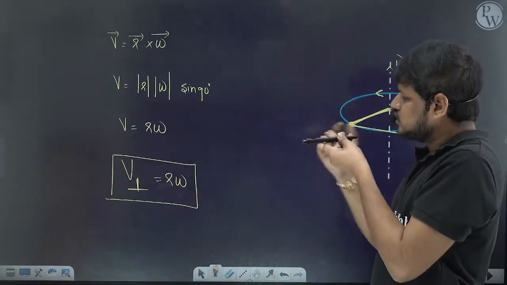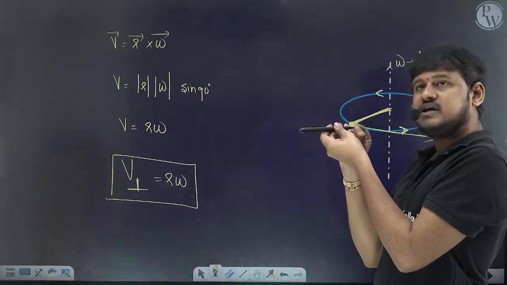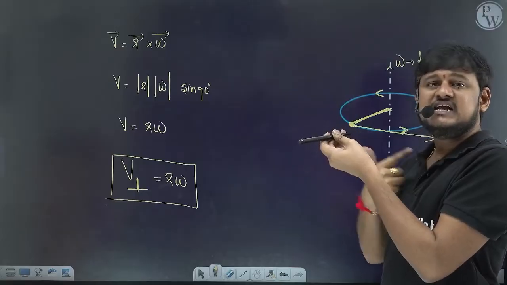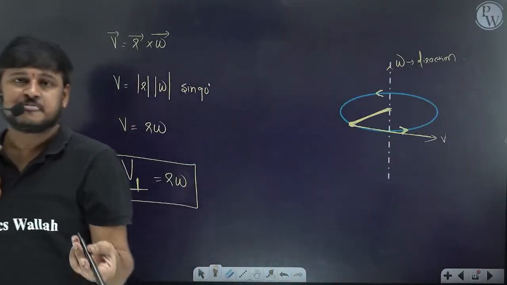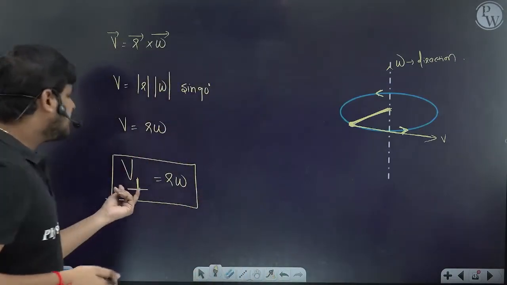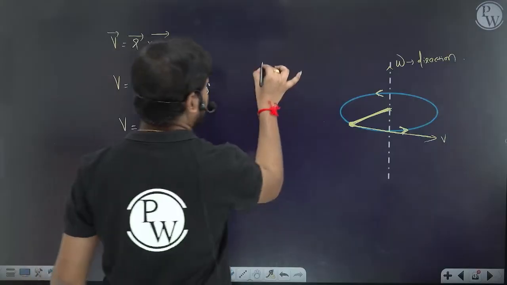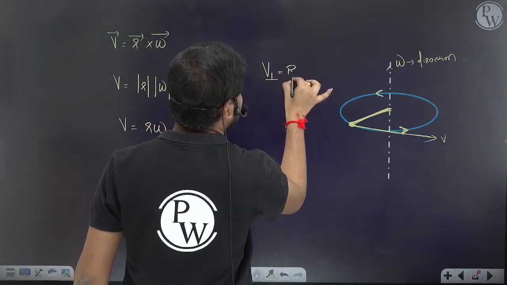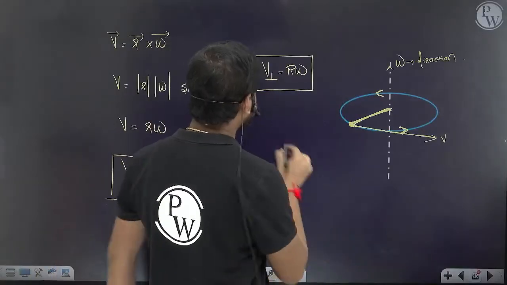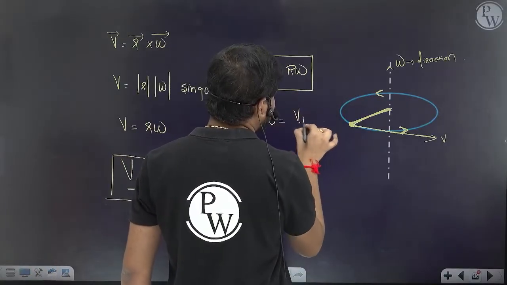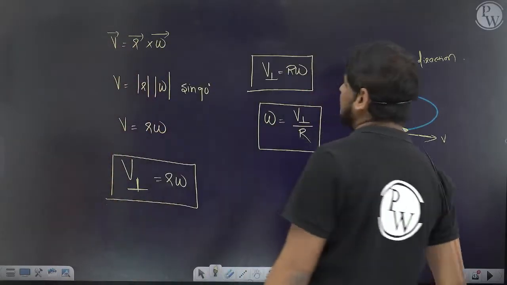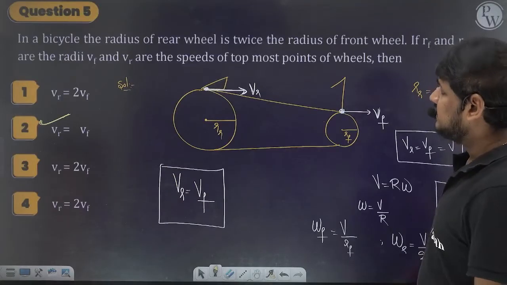Now on the circular path, at whatever point you want the velocity, you just have to draw the tangent there, right? The radius and tangent are perpendicular to each other. Yes or no? So V perpendicular is equals to R omega is the correct one. Clear, guys? R omega is equals to V perpendicular, so omega is V perpendicular by R. Otherwise you have to use this formula only. Understood? Clear? Done. So fifth question done.